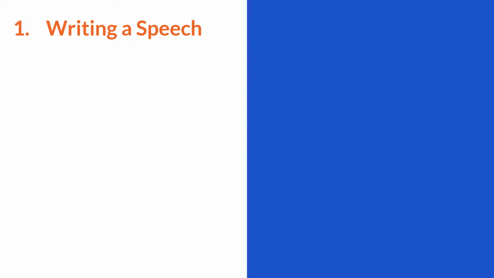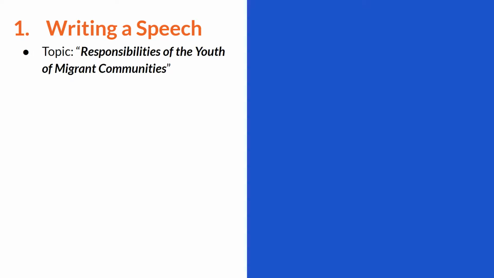Writing a speech. Step 1. What are we writing our speech about? The topic for your speech will be the responsibilities of the youth of migrant communities. Well, who are the youth? We're referring to the offspring, the young people of migrant communities who come to this country.